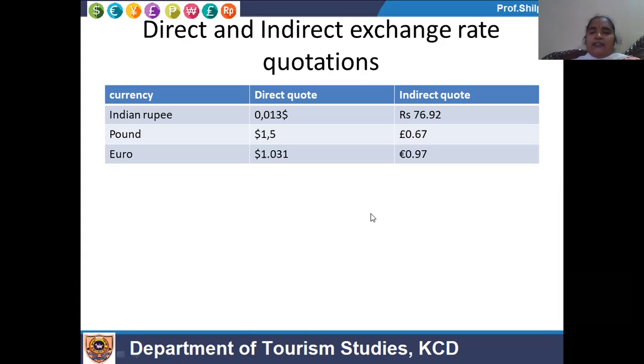So I think that's enough for today. You can try these problems, that is conversion of direct quote into indirect quote. It is very simple. Take the quote given and divide 1 by that given quote, and you will get the indirect quote answer.